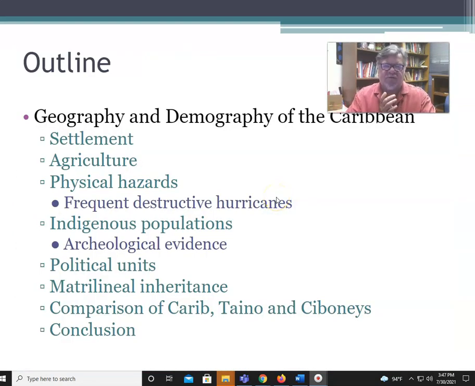So, the outline for our presentation today is settlement, agriculture, physical hazards, indigenous populations, political units, matrilineal inheritance, a quick comparison of the Carib, Taino, and Siboney, and a conclusion.